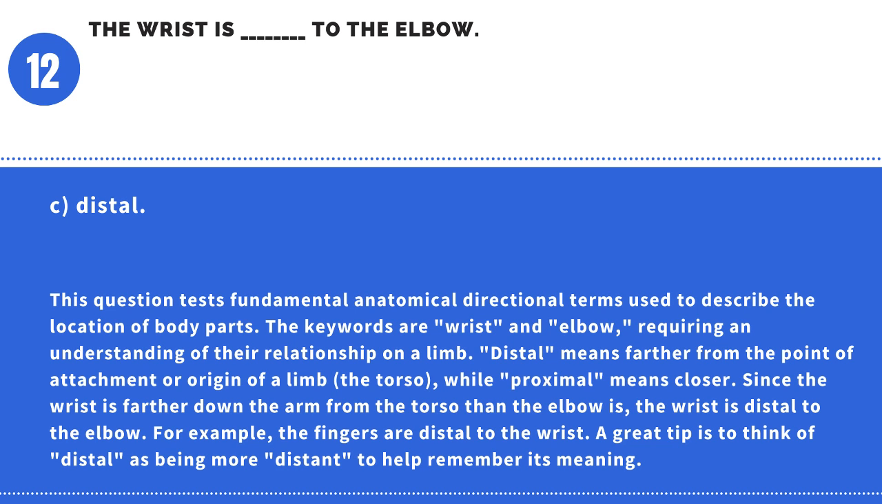Answer: C. Distal. This question tests fundamental anatomical directional terms used to describe the location of body parts. The keywords are wrist and elbow, requiring an understanding of their relationship on a limb. Distal means farther from the point of attachment or origin of a limb, the torso, while proximal means closer. Since the wrist is farther down the arm from the torso than the elbow is, the wrist is distal to the elbow. For example, the fingers are distal to the wrist. A great tip is to think of distal as being more distant to help remember its meaning.